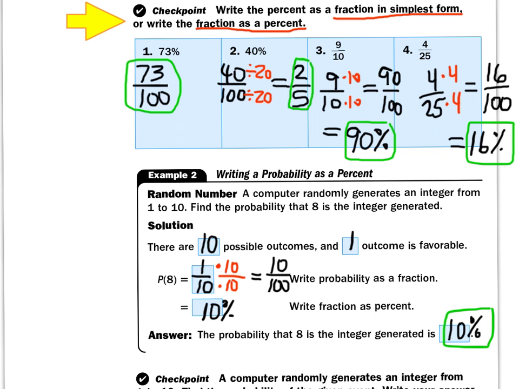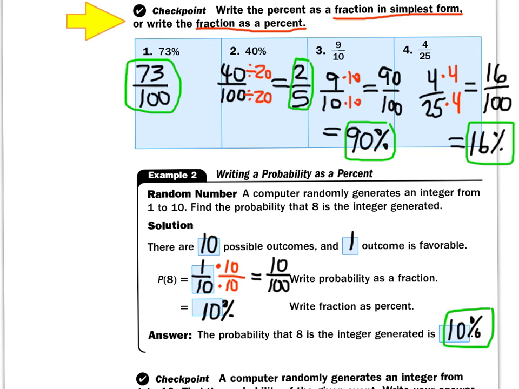They want us to write the percents as fractions in simplest form, or write the fraction as a percent. So take a look at 1. They started us off with 73%. Well, I know that just means 73 out of 100, and there's nothing I can do to reduce it or simplify it, so I'm done. Take a look at number 2, 40%. That just means 40 over 100, and then I divided both the numerator and denominator by 20 to simplify, so that gave me 2 over 5.